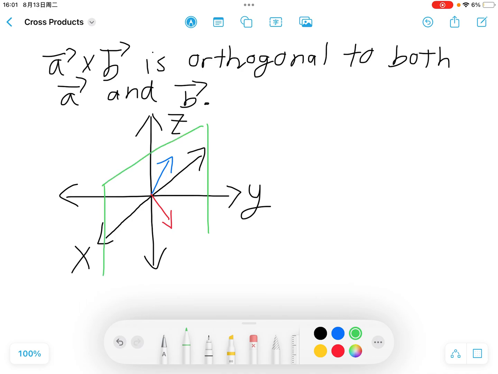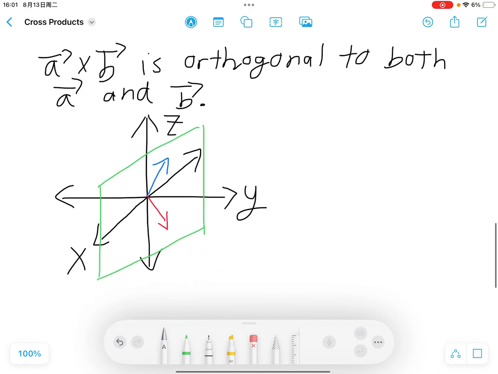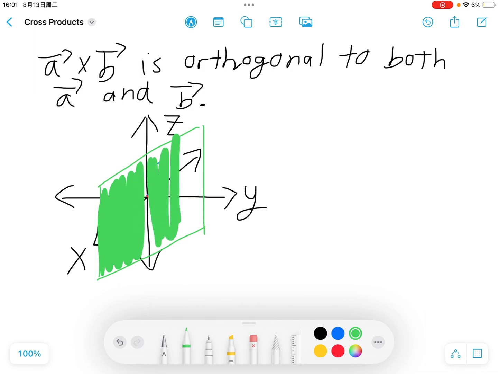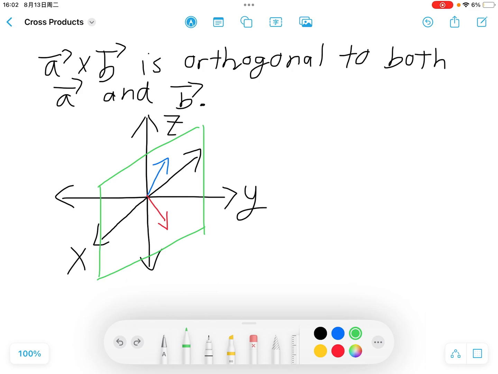So essentially we have a plane like this. Just imagine that this is a 2D plane that cuts through the 3D coordinate system. It's 2D and the two vectors are on it. This plane actually goes through the origin, because the two vector lines are on it.